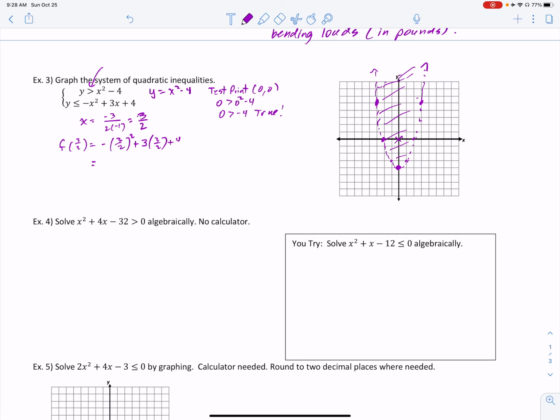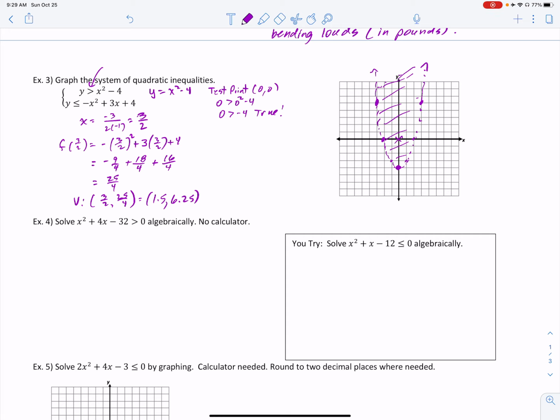And so I'm going to have a negative 9/4 plus 9/2, which is going to be 18/4, plus 4, which is 16/4. Just anticipating that I need a common denominator. And so that comes out to 25/4, which is 6 1/4. So my vertex is at 3/2, comma 25/4, which is 1.5, comma 6.25 in terms of thinking about where I'm going to graph this.